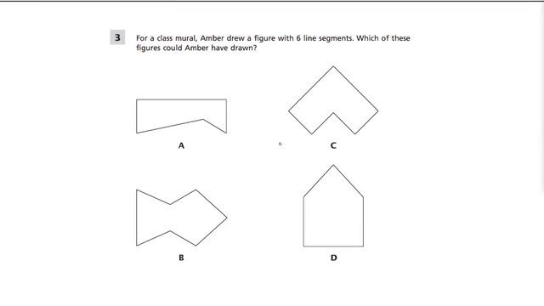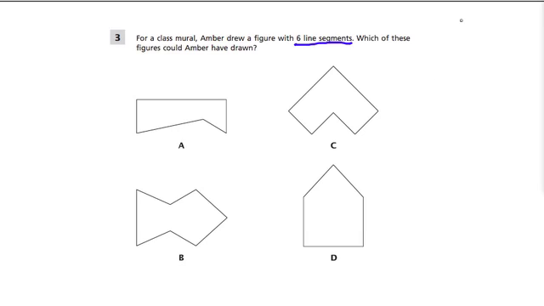Here's a fourth grade question on shapes, and it reads: for a class mural. So they're painting or drawing something on the wall, perhaps, or on a canvas. Amber drew a figure with 6 line segments. Which of these figures could Amber have drawn? So here they are. What's a line segment?